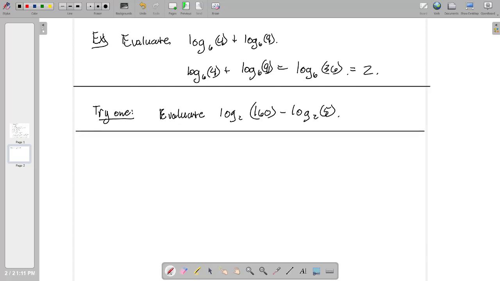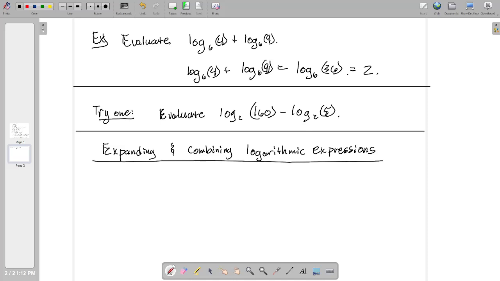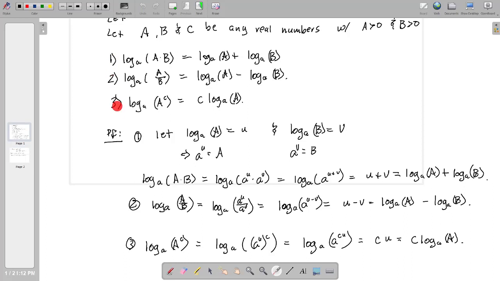The next thing I want to talk about is expanding and combining logarithmic expressions. Okay, this subsection is just going to be using these 3 properties here. If we're multiplying as an input for a logarithm, we can separate it into a sum of logarithms. If we're dividing as an input of a logarithm, we can expand that into a difference of two logarithms. If we take a value to a power as an input of a logarithm, then we take that power and multiply by the logarithm itself.